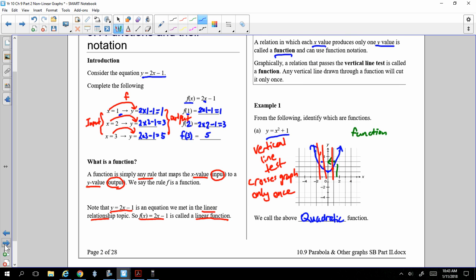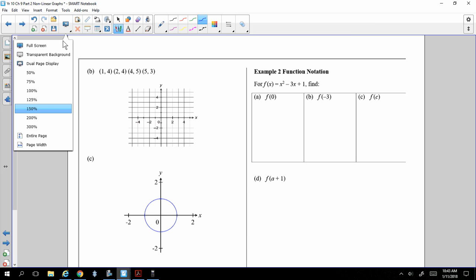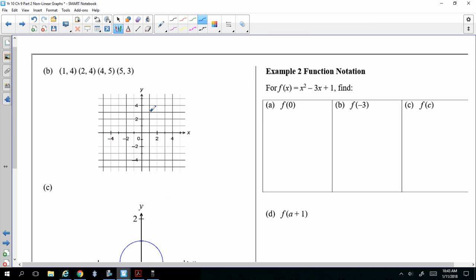Okay, we'll go to the next example. Let's look at this ordered pair. So let's plot these points. (1, 4) is here, (2, 4) is over there, (4, 5) is here, and (5, 3) is here.